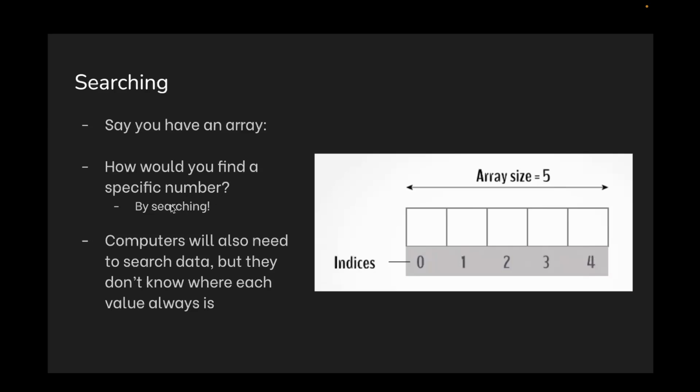This process is called searching because you have to try to identify where it is in the array, right? That's something that you do in your daily life as well. You always search for things when you want to be able to use them, right? So it's the same thing in CS. Computers will also need to search data, but they don't know where each value always is. So unlike us, who are able to see where the data is and immediately identify, oh yeah, there's a 3 in this spot.